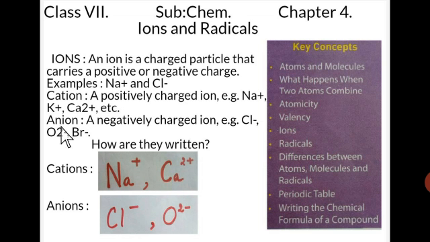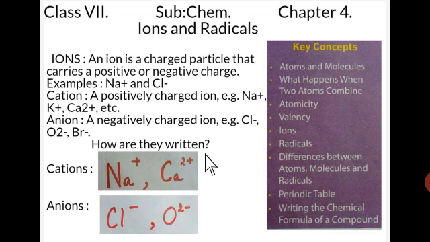Now, what is an anion? A negatively charged ion. A negatively charged ion is called an anion. Example, Cl minus, O2 minus, Br minus. So, the ions which carry a negative charge are called anions.